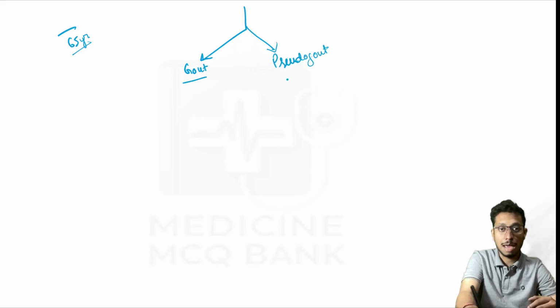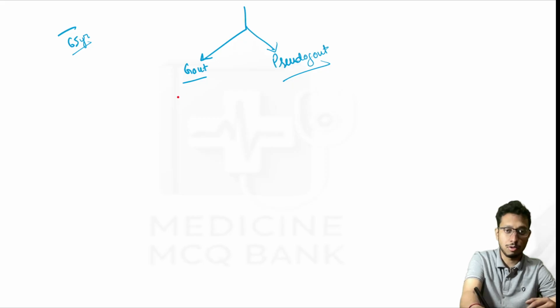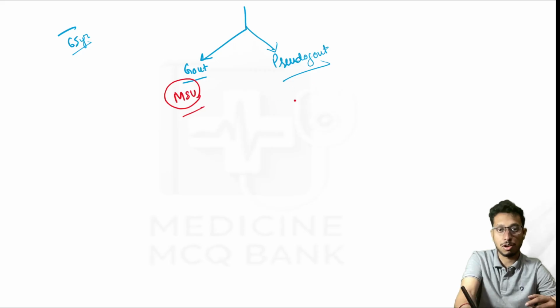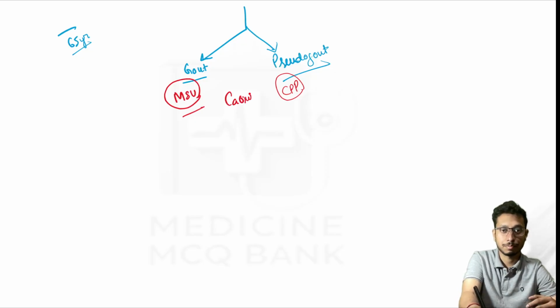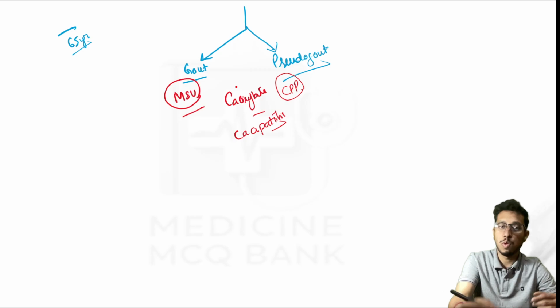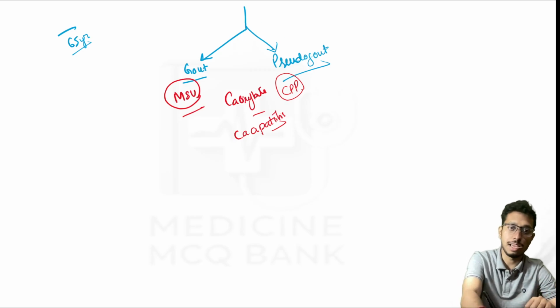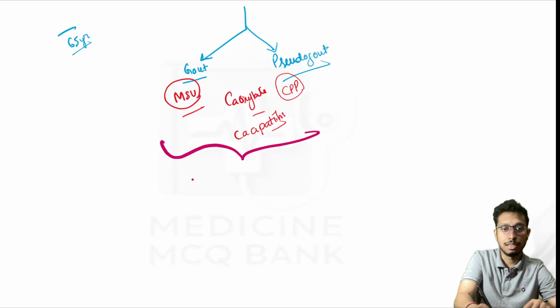mainly based on the type of crystal which accumulates. In gout, monosodium urate or uric acid excess leads to monosodium urate crystals. In pseudogout, there is deposition of calcium pyrophosphate crystals. Besides this, there are other crystals that have been mentioned, like calcium oxalate or calcium apatite, right? All of those are involved in this chapter. Now, why is it important to differentiate? Because it helps us to guide the therapy.